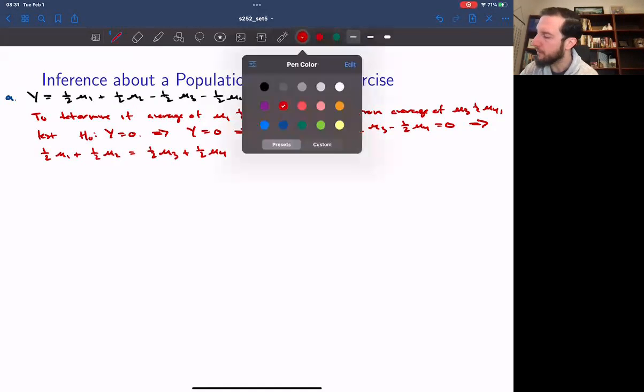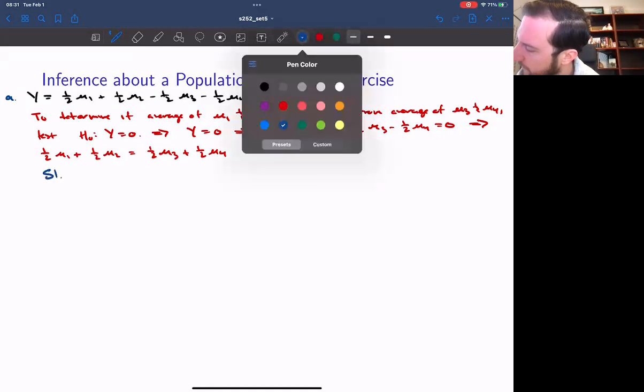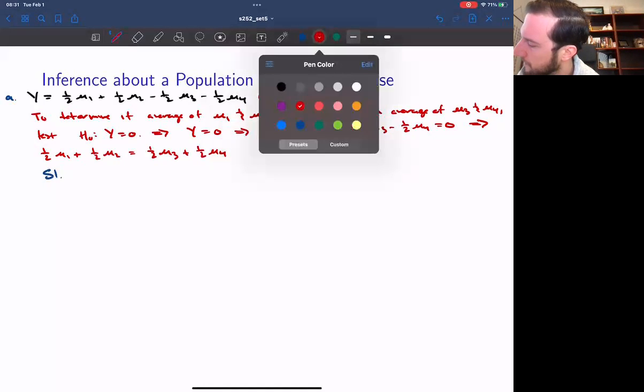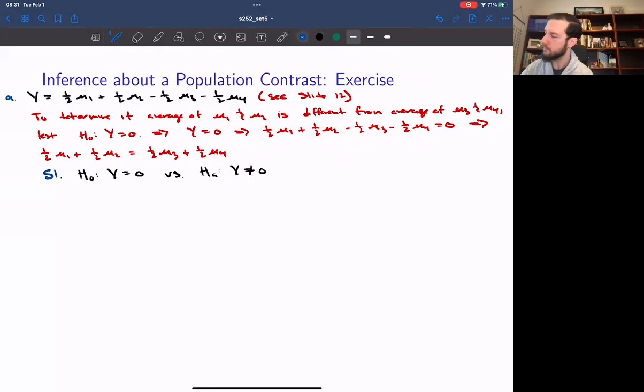All right, so therefore, on step 1 of the hypothesis test, we're going to have H0: gamma equals 0 versus HA: gamma different from 0. And then on step 2, we would have 0.05.